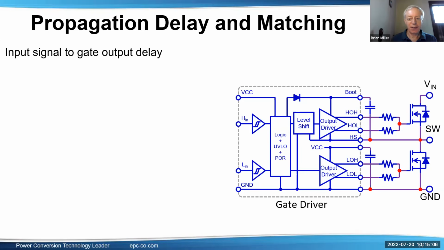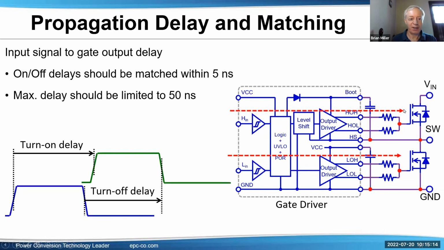Propagation delay. This is not switching speed, it's the actual propagation delay from the input of the gate driver to the output. There's quite a range in some of these. They should be matched. It's another thing, so you can have dead time controlled. You'd like a small dead time. So if they can be matched within 5 nanoseconds, that'll help you control to a nice short dead time. The maximum delay should be limited to about 50 nanoseconds. So again, here the blue shows the turn on of the controller. The green shows the output of the gate driver. So you'd like to have the turn on delay not too long.